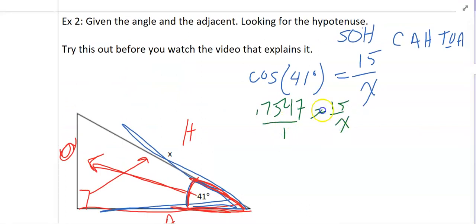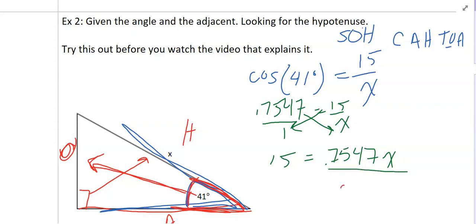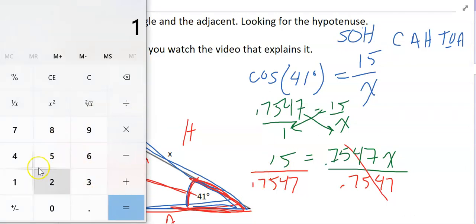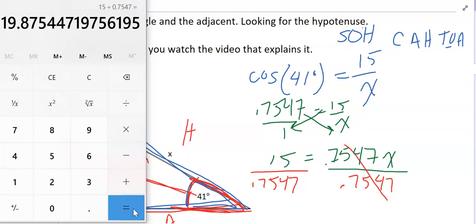So, cross multiply, 15 equals 0.7547x. Alright, and then divide by the coefficient, 0.7547. Just pull up the calculator. We're doing 15 divided by that decimal. So 15 divided by 0.7547. And there's our approximated hypotenuse.